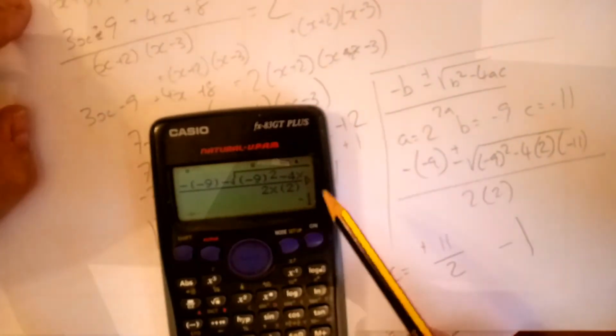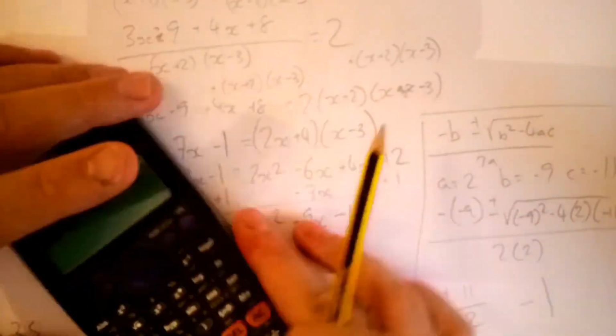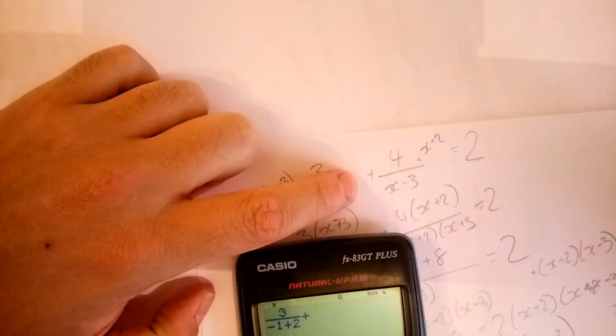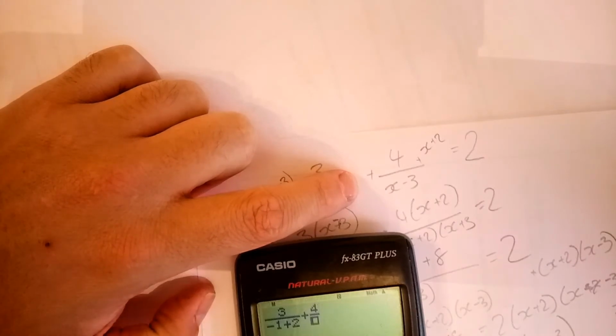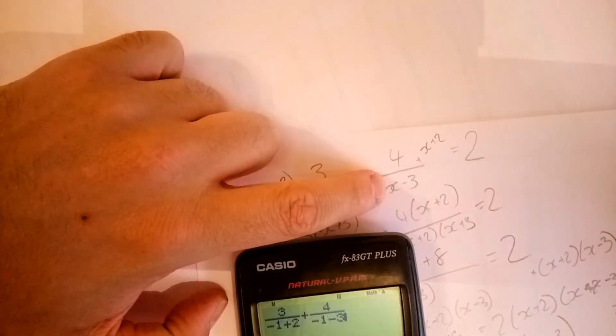Now if you want to check, we can substitute back into the question. So I'm just going to substitute minus 1 into this question here, just to see if it works. I can just type in exactly how it is. So I've got 3 over minus 1 plus 2 plus 4 over minus 1 minus 3, and hopefully that equals 2, which it does. Perfect.